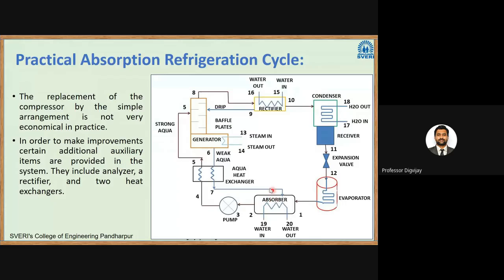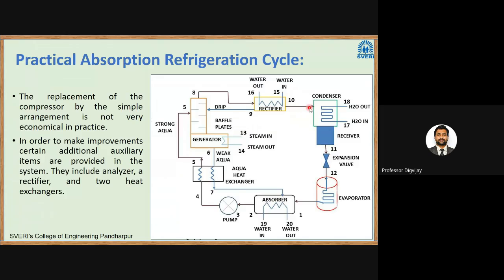Again, in this case we are using an analyzer. The analyzer is nothing but a series of zigzag baffles through which the solution is passed. Water drips through these surfaces, water is separated, and ammonia gas is separated. It is passed to the rectifier. In the rectifier we again cool this solution, so because of the difference in condensation temperatures, ammonia gas is separated and passed to the condenser. Again, water is collected, dripped back to the analyzer and generator, and then again to the absorber.